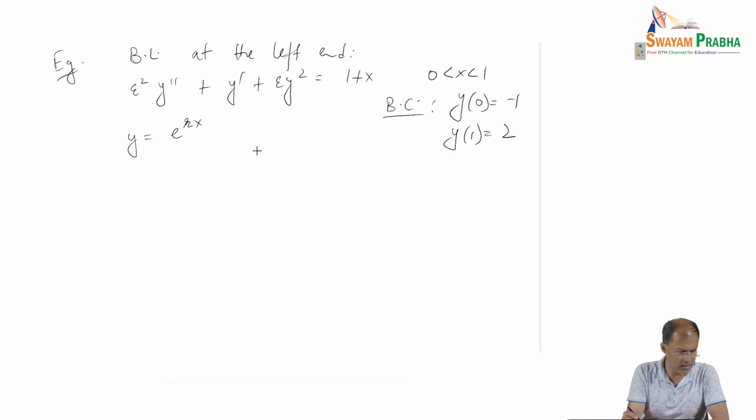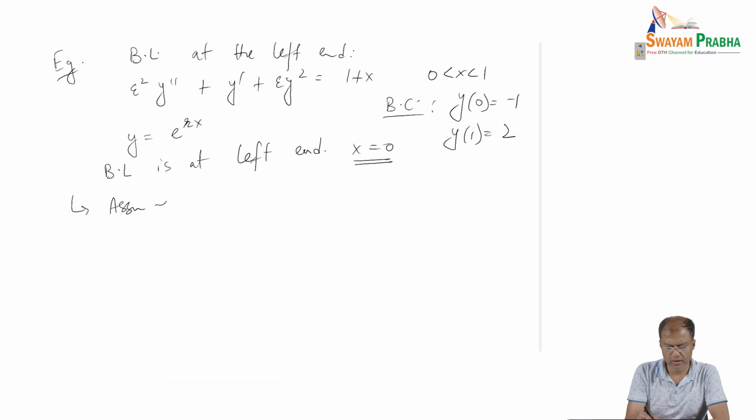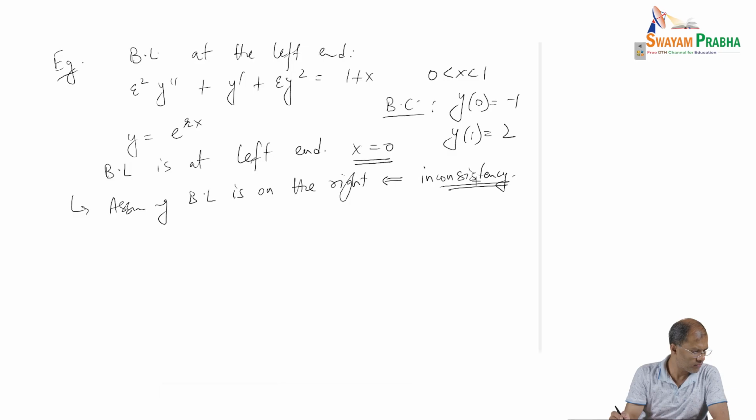We can plot the solution, and in this case we will see that the boundary layer is at the left end, or at the x equal to 0 end. That is after plotting the solution. Now, if we don't know the solution, we could have assumed that the boundary layer is on the right. Assuming that the boundary layer is on the right implies we are going to get an inconsistency.